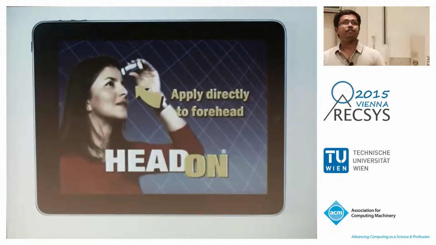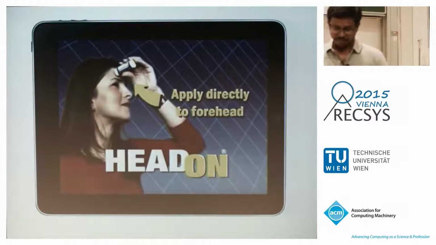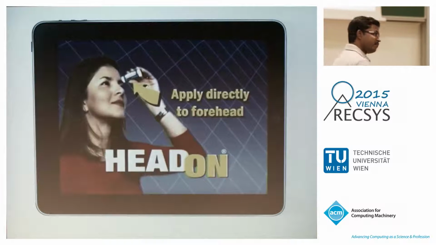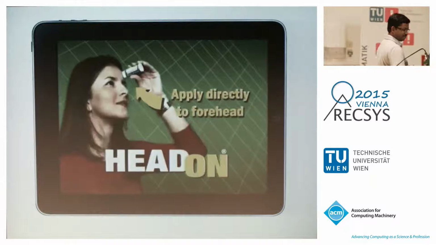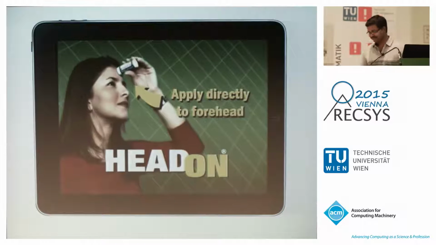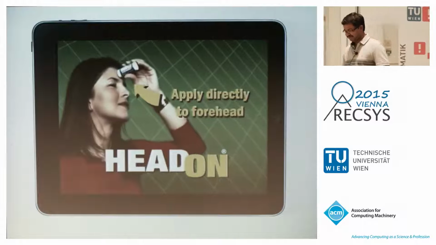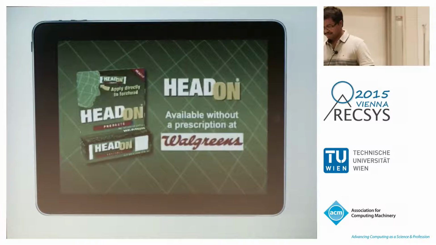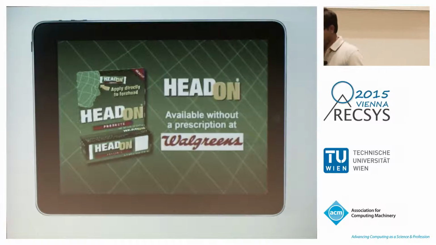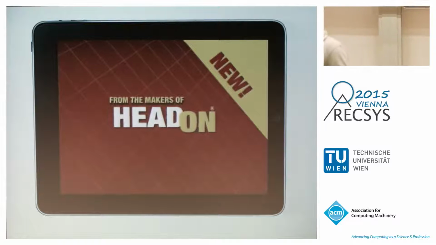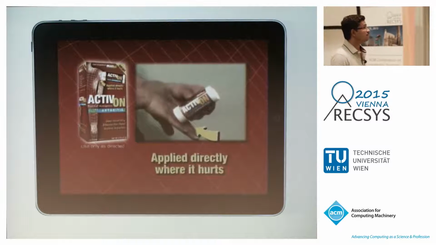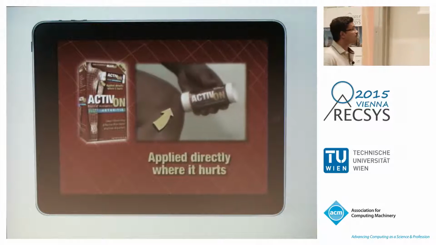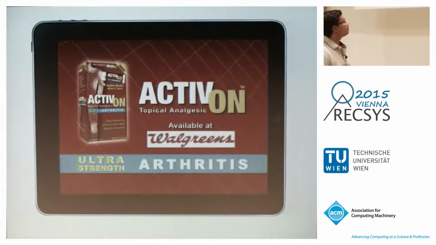Directly to the forehead. Head on. Apply directly to the forehead. Head on. Apply directly to the forehead. Head on. Available at Walgreens. Head on. Apply directly to the forehead. Head on. Apply directly to the forehead. Head on. Apply directly to the forehead. Head on. Available at Walgreens. New from the makers of Head On. Introducing Activon. Arthritis pain? Activon. Apply directly where it hurts. Activon Arthritis. Available at Walgreens.